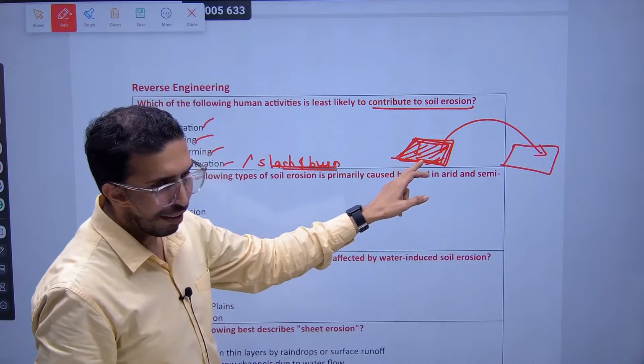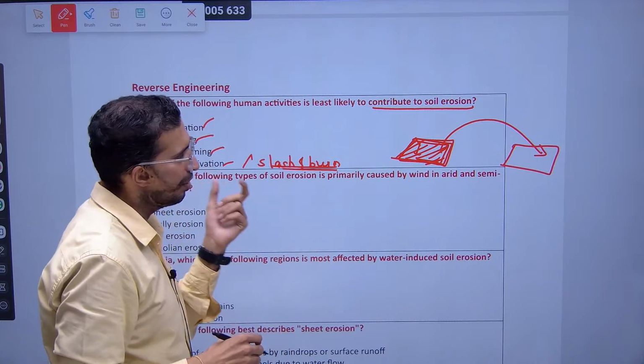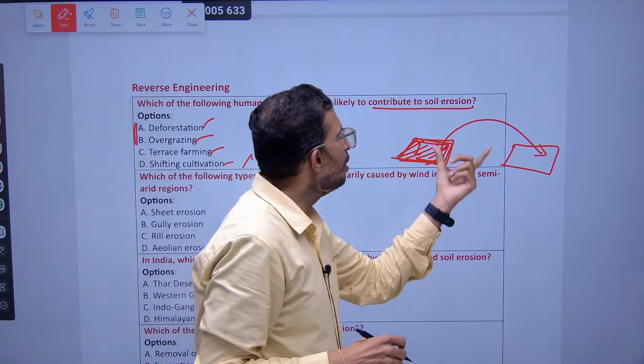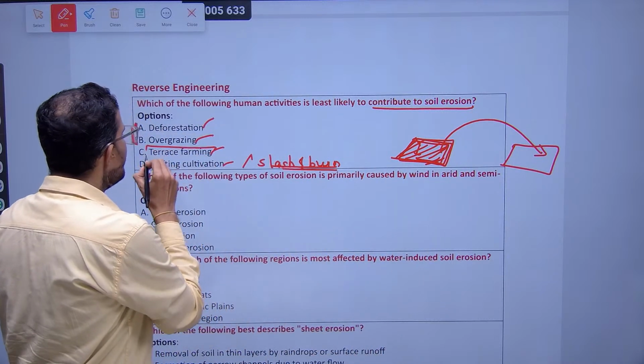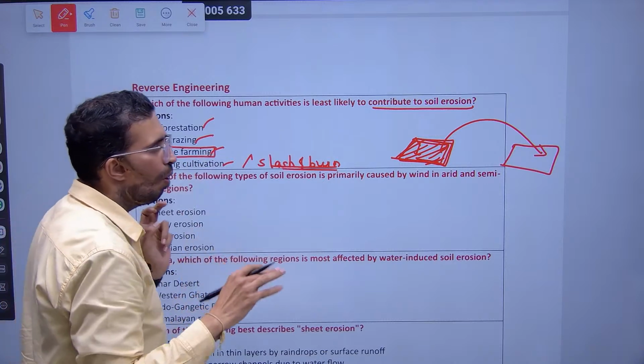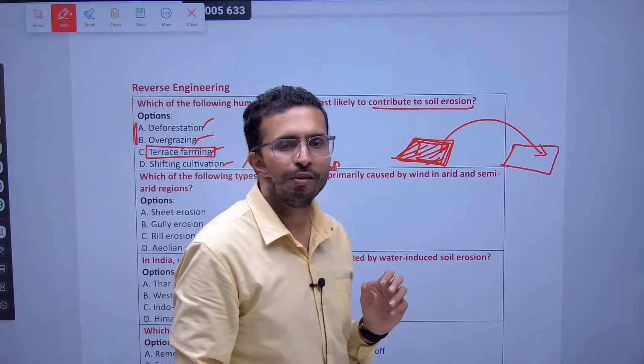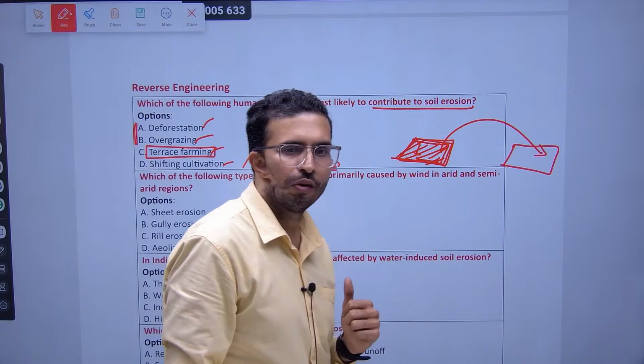So this slash and burn or shifting cultivation contributes to soil erosion, and terrace farming is one of the methods for the conservation of the soil or to prevent soil erosion.